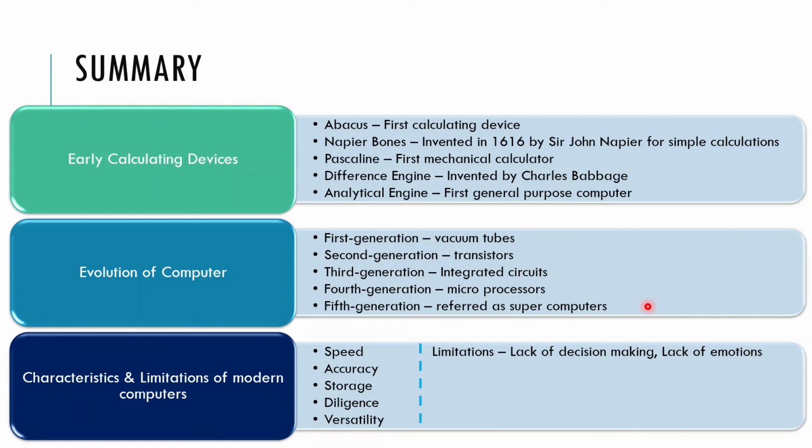And in today's session, we discussed the characteristics and limitations of modern computers. Characteristics are speed, accuracy, storage, diligence, versatility. And limitations are lack of decision making, lack of emotions, inability to correct.